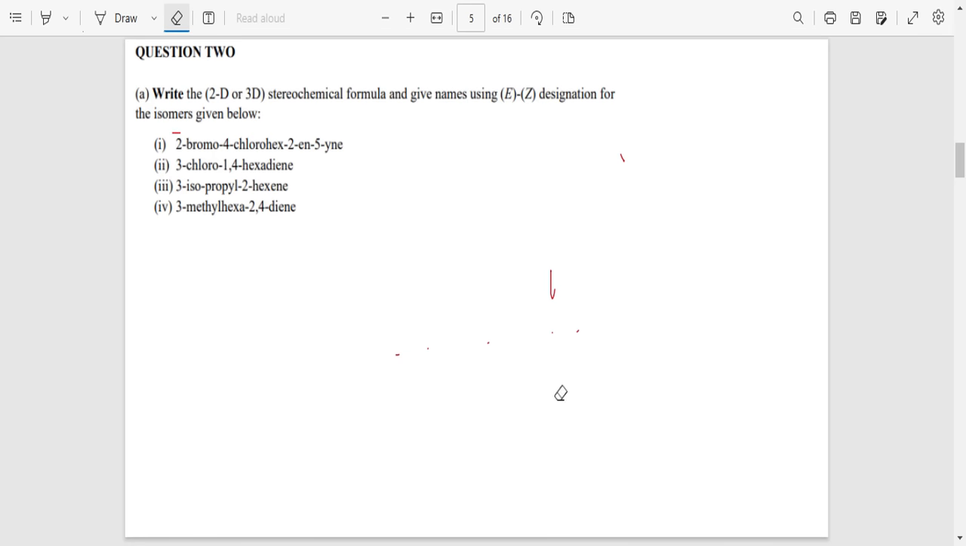What is next? So remember, we can either draw the 3D or the 2D. The one I'm drawing is the 2D. Now for this one, I've got 3 chloro, 1,4 hexadiene. So this is hexa, meaning 6 carbons. Number 1, number 2, number 3, number 4, number 5, number 6. At position number 1 and 4, we have got a double bond. So we have got here a double bond 1, 2, 3, 4. Even here, I've got a double bond. And then at position number 3, we have got a chlorine 1, 2, 3. So a chloro here.